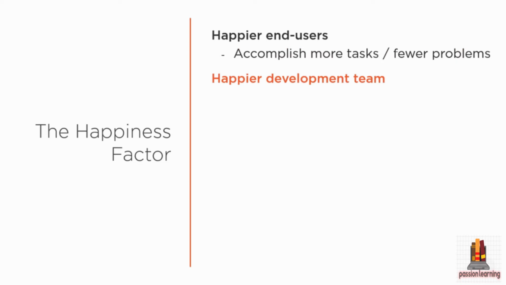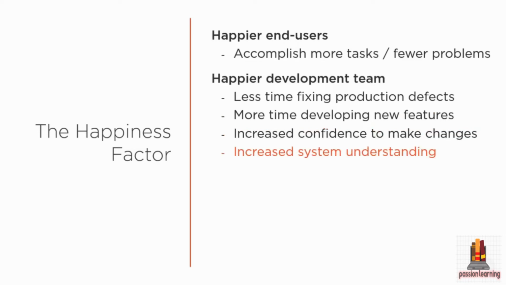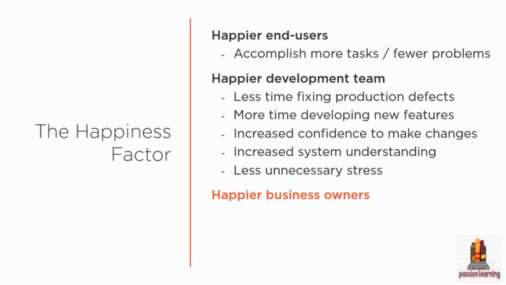Automated tests can also help to create a happier development team. This means the team can spend less time fixing production defects and instead focus more time on developing new and potentially exciting features. Because we have automated tests in place to find any errors, we can have increased confidence to make changes in the system. Automated tests can help to document the system we're building and increase the overall system understanding that developers have. And finally, we can have a happier development team if we have less unnecessary stress caused by a constant barrage of production errors. Automated tests can create happier business owners.